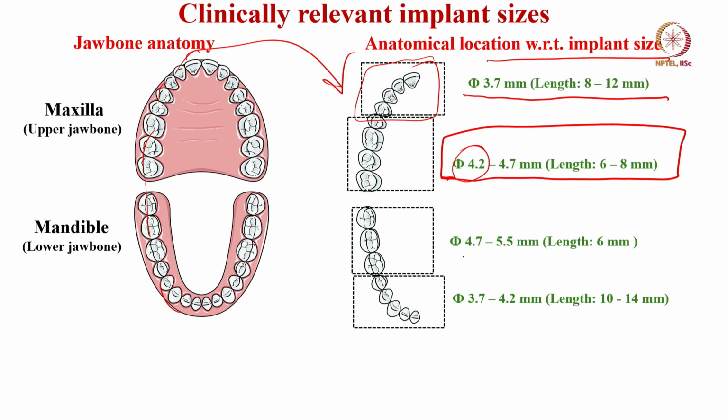Then comes the lower jawbone, that is the mandible, it is 4.7 to 5.5, and then also 3.7 to 4.2 mm. And this length, as you see, can vary between 8 to 12 or 10 to 14 mm, and diameter can vary from 3.7 to 5.5 mm, right.